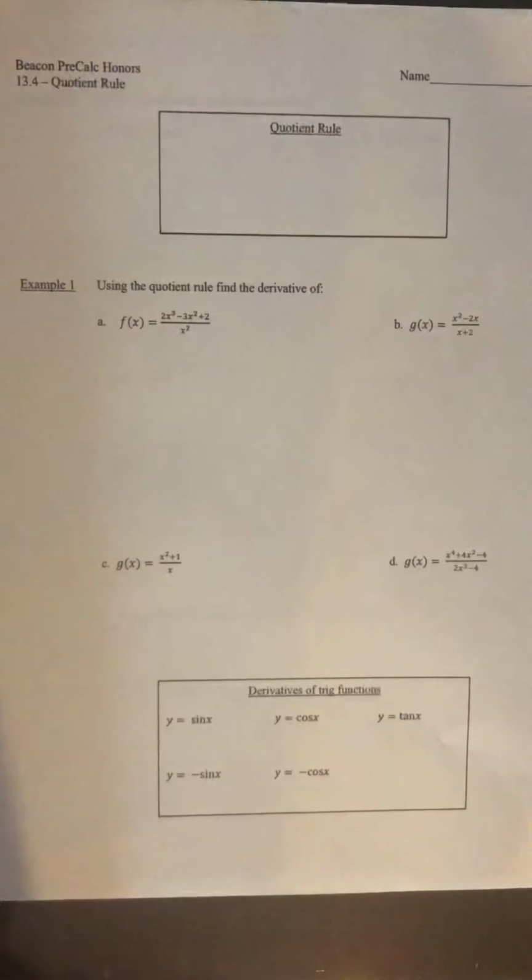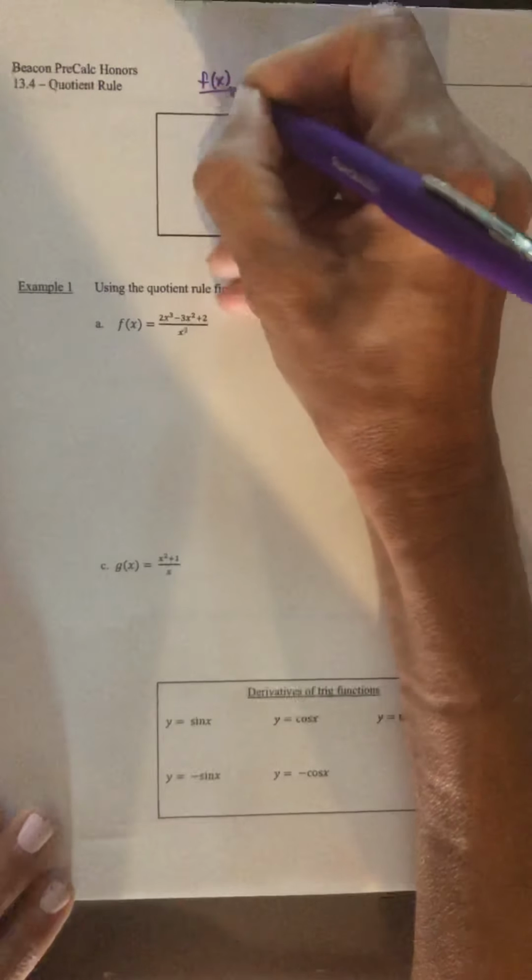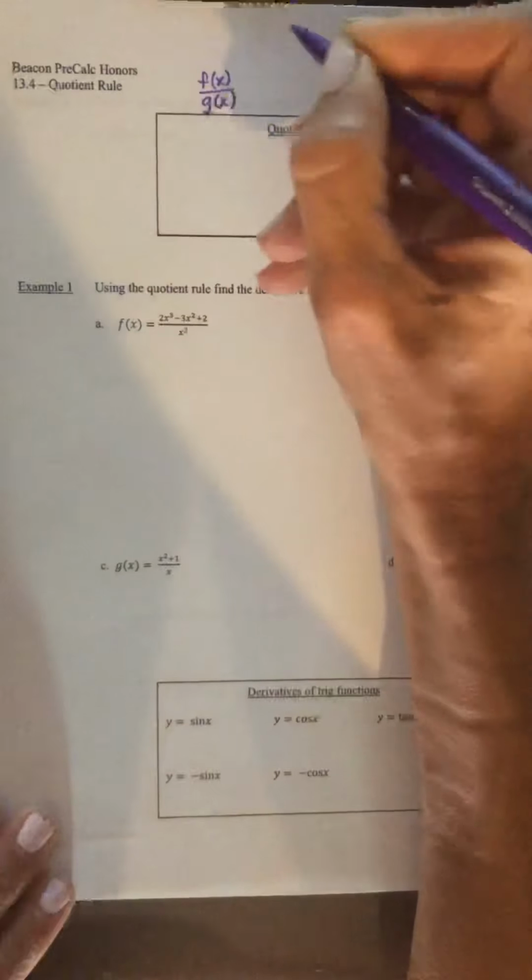All right, so what we're doing today, we're doing the quotient rule. Two more lessons and we're done for the year. Isn't that crazy? We did the power rule and the product rule last week. This week we're doing the quotient rule. Now the quotient rule obviously involves some division. So if you were talking about, say, f of x divided by g of x, we would use this rule.